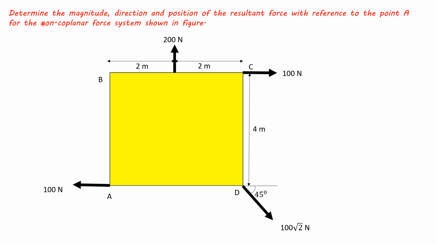Determine the magnitude, direction, and position of the resultant force system with reference to point A for the non-coplanar force system shown in figure. Now, first resolving this force into horizontally and vertically. Horizontal resolution is 100 root 2 cos 45. Vertical resolution is 100 root 2 sin 45 degrees.